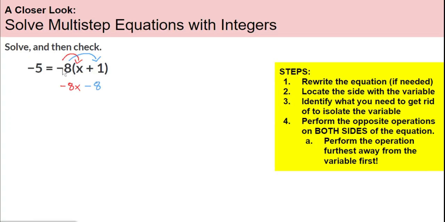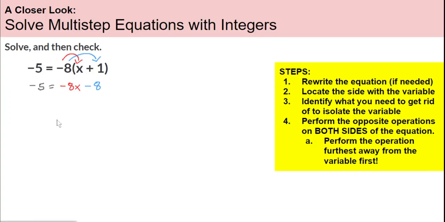Okay, so whenever you have a negative and you distribute it, the signs change, right? It was positive and then it went to negative. It was a plus, now it's a minus. Okay, and then you would have -5 on this side equals -8x minus 8, and then you could just solve it like a two-step equation. You add 8 and then divide by -8.